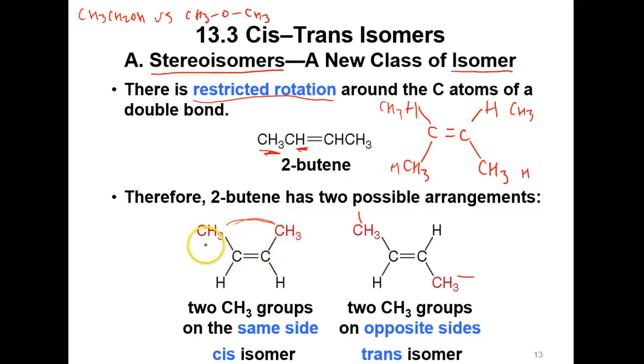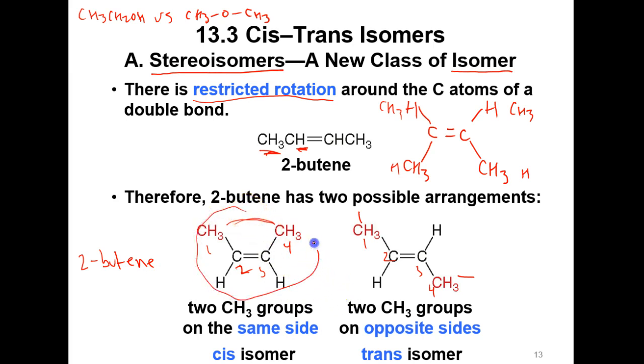This is a 4-carbon chain, 1, 2, 3, 4, with a double bond at the 2 carbon. This is also 1, 2, 3, 4, with a double bond at the 2 carbon. They are both called 2-butene. They're both the same molecule, but yet they're not the same molecule, because they differ in 3 dimensions.